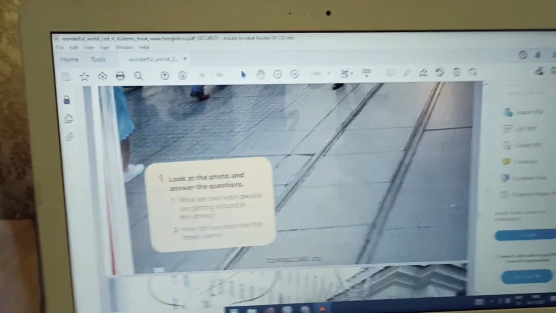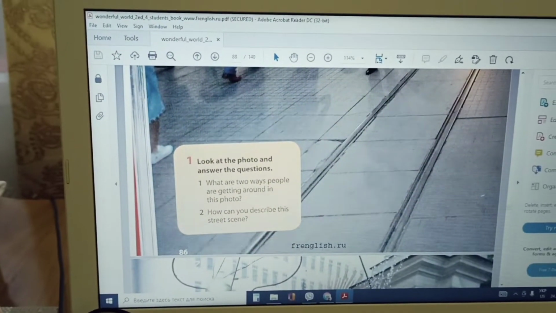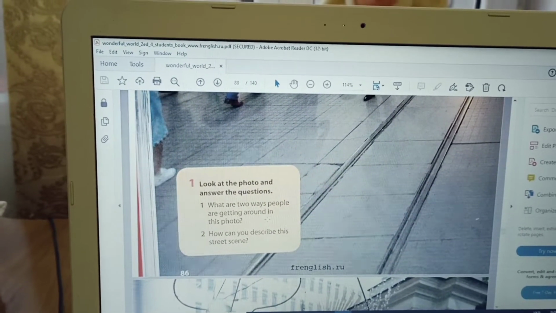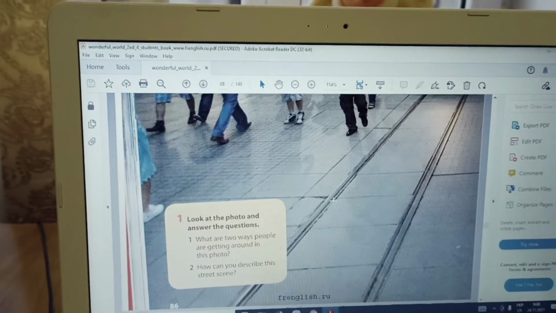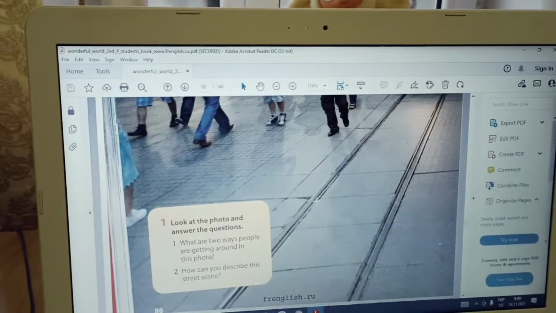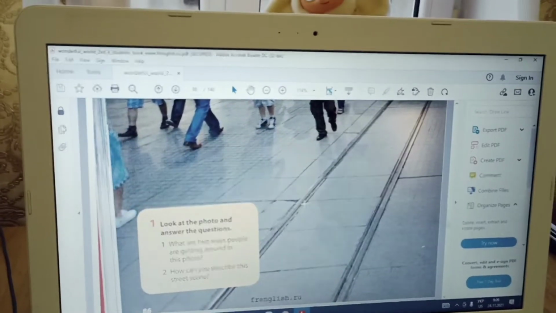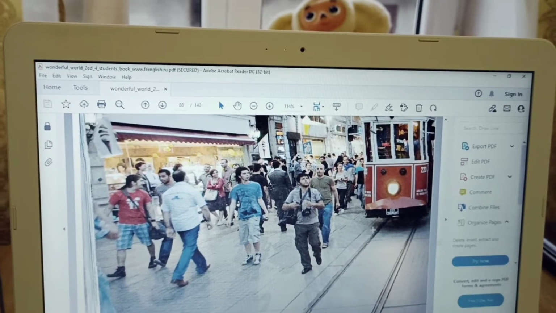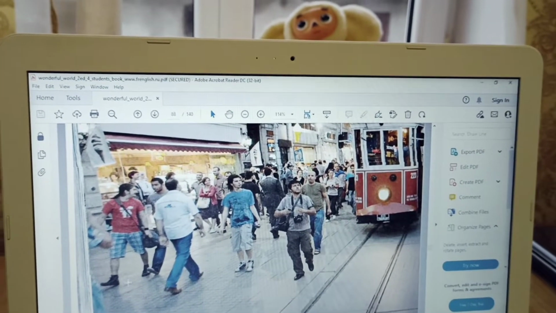For instance, try to answer me. Look at the photo and answer the questions. What are two ways people are getting around in this photo? Two ways, it doesn't mean two possible... to walk around, to go on foot around the city. What is a two way? What can you see? What do people do?